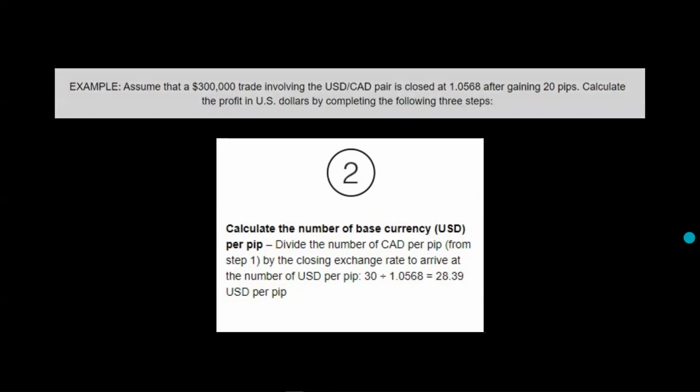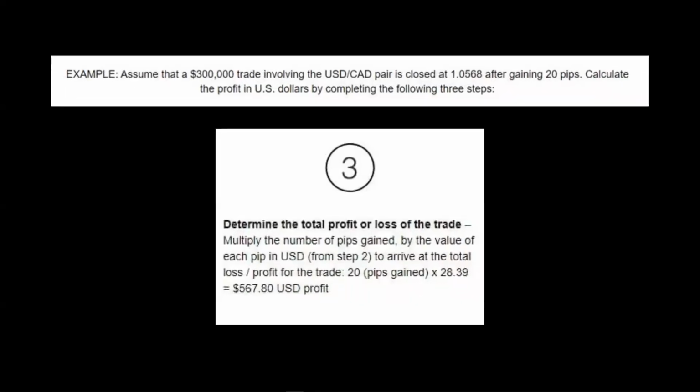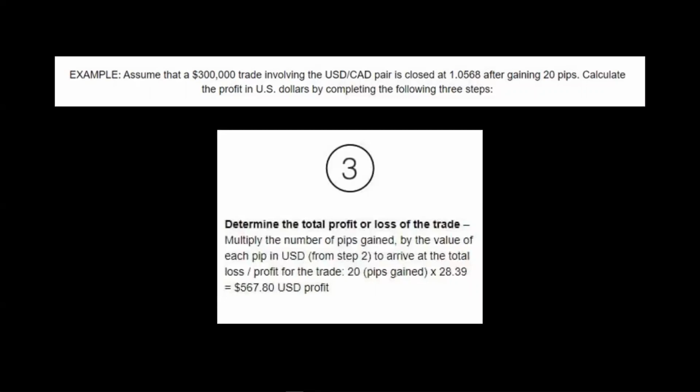Finally, determine the total profit of the trade. Multiply the number of pips gained by the value of each pip in USD from step 2 to arrive at the total profit for the trade. That's 20, that's the pips gained, multiplied by 28.39, and that'll give us 567.80 USD profit.